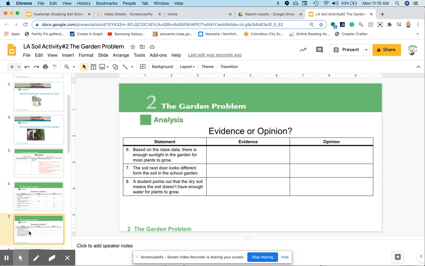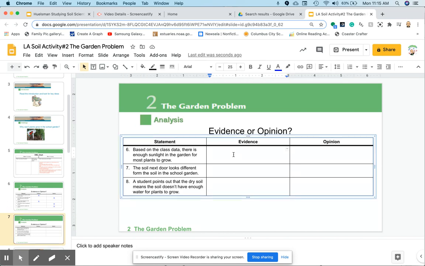Number 6, based on the class data, there's enough sunlight in the garden for plants to grow. What do you think? That is an evidence statement. Every year this always gets a lot of people. Here's why. It's based on a limited measurement of 5 days.